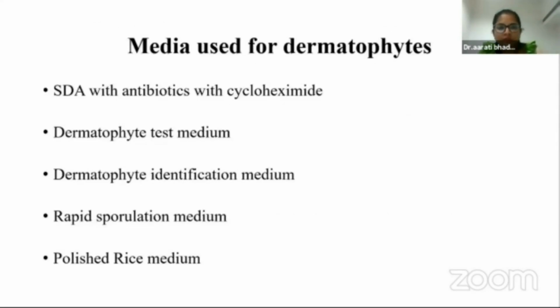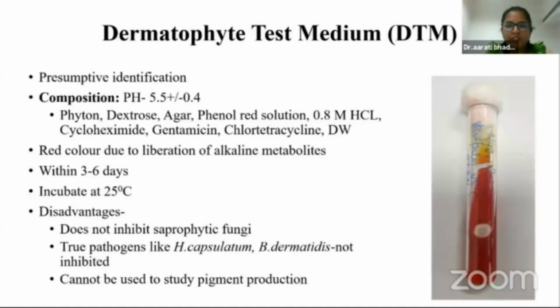Now we will move on to media used for dermatophytes. We have to use the SDA with antibiotics with cycloheximide. Then dermatophyte test medium, dermatophyte identification medium, rapid sporulation medium, and polished rice medium. Dermatophyte test medium is used for the presumptive identification of dermatophytes, and it will give the red color due to liberation of alkaline metabolites.